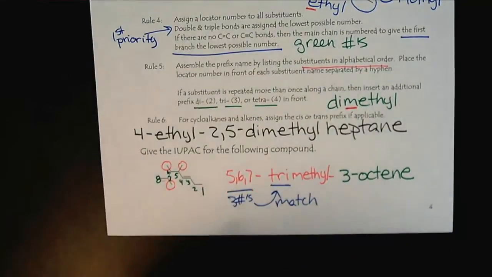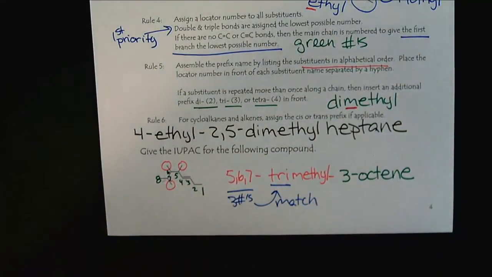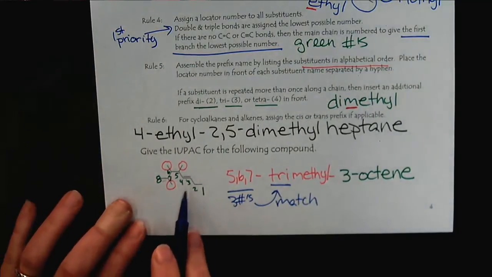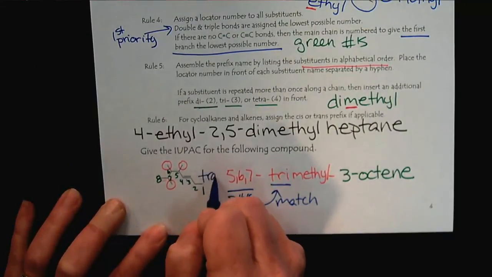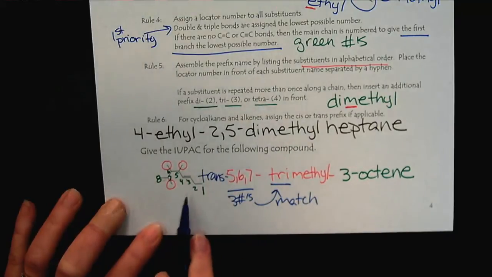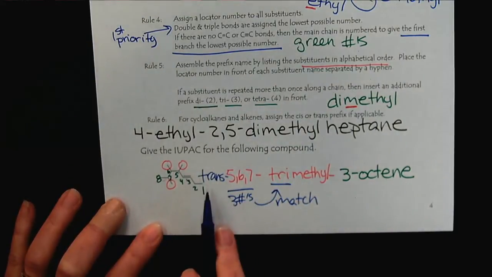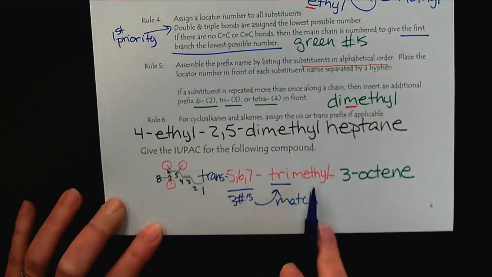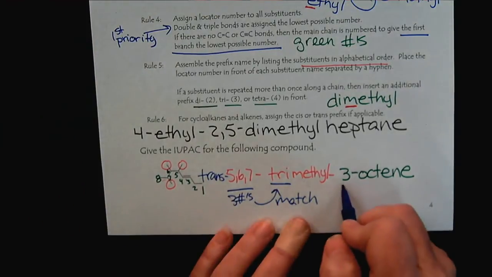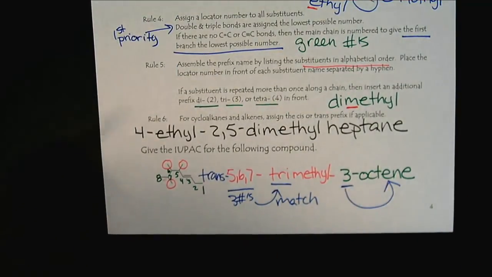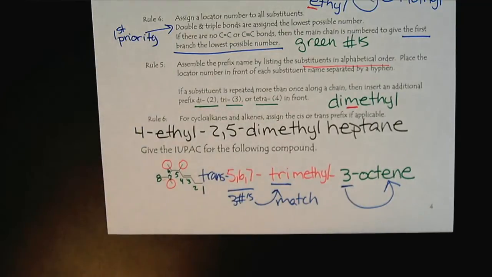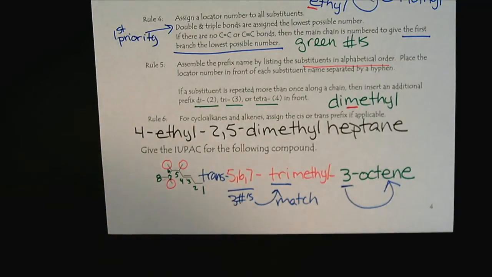And then, whenever we have a cycloalkane or an alkene, remember that we have to think about cis or trans. In this case, we look at this double bond, and it's a trans double bond. So the full name for this compound is trans-5,6,7-trimethyl-3-octene. Remembering that the 3 is telling us where to find the double bond. Alrighty, so nomenclature can be very challenging, so I think it's important to work some more practice problems.